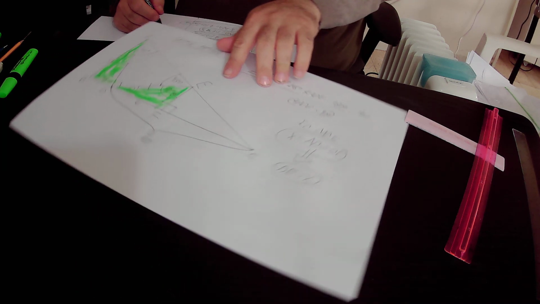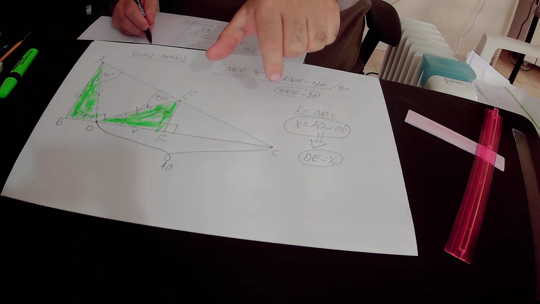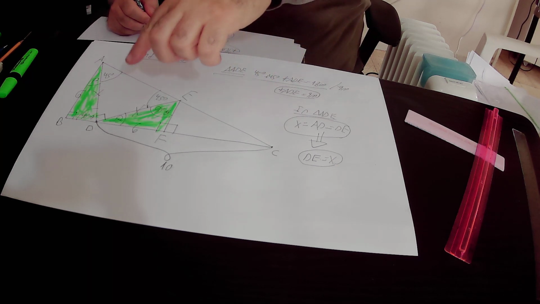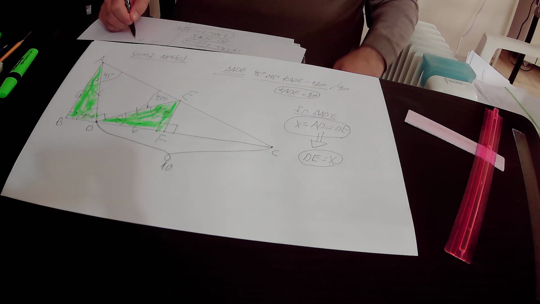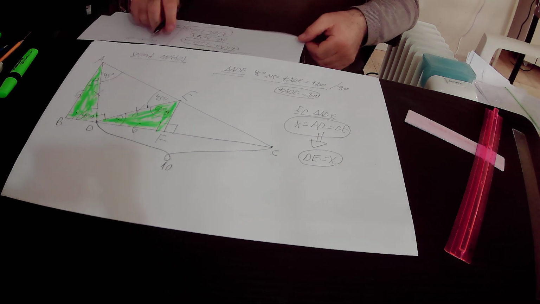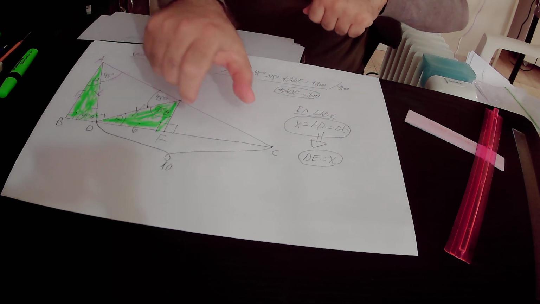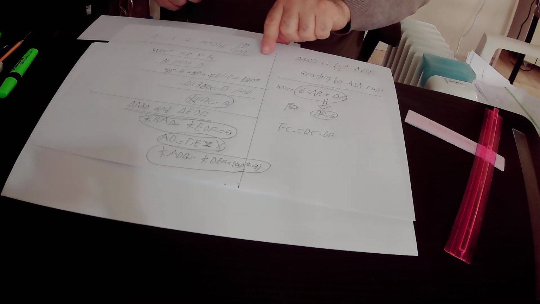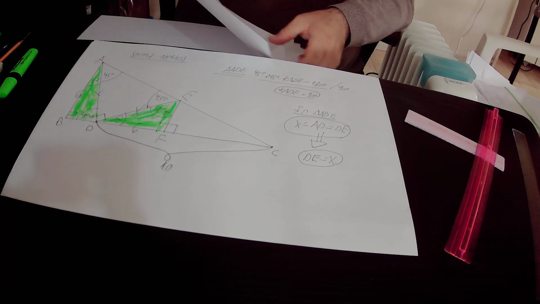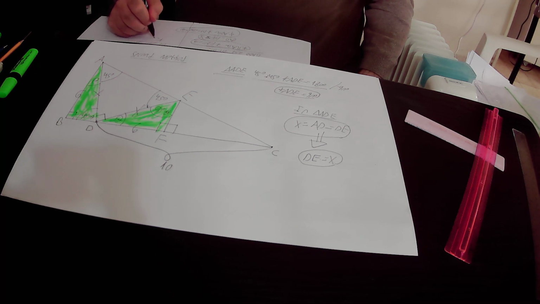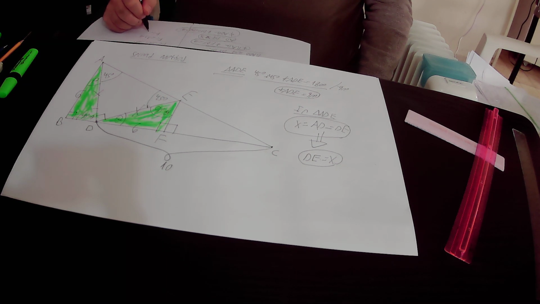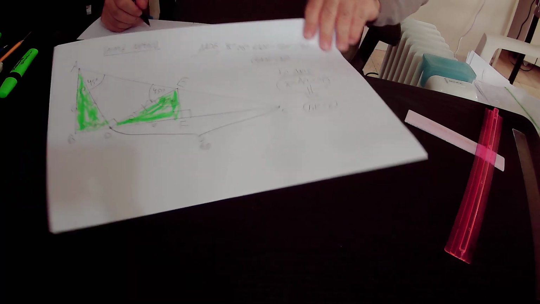And what is the value of line segment FC? It's very easy to see from the drawing that FC is equal to DC minus DF. Again, DC minus DF equals FC. So FC is equal to DC, that is 10 units, minus DF, that is 6 units. That is to say FC equals 10 minus 6, that is 4. So we know that FC equals 4 units.